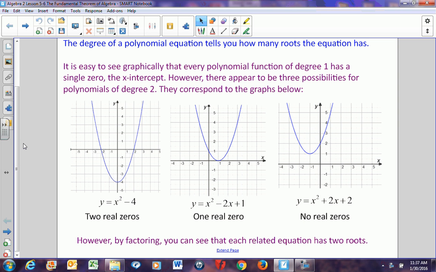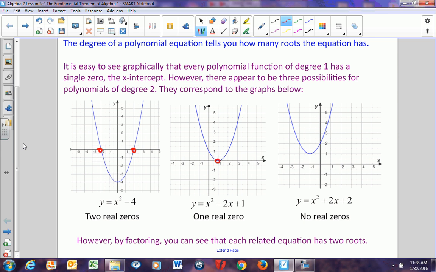If we look at y equals x squared minus 4, you see that it has two real zeros, one here and one here. If you look at x squared minus 2x plus 1, it appears to have one real zero, which is right here. And if you look at x squared plus 2x plus 2, it appears to have no real zeros. However, by factoring, you can see that each equation actually has two roots. They just might not always be real.